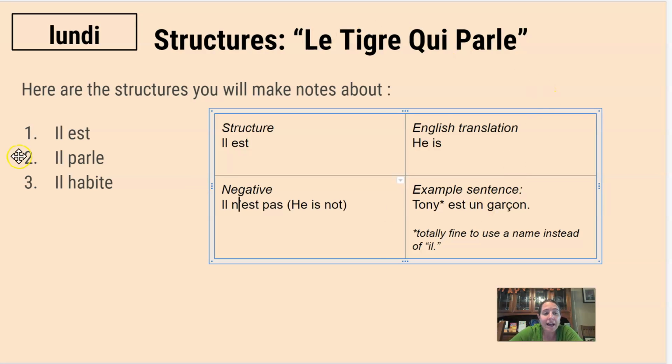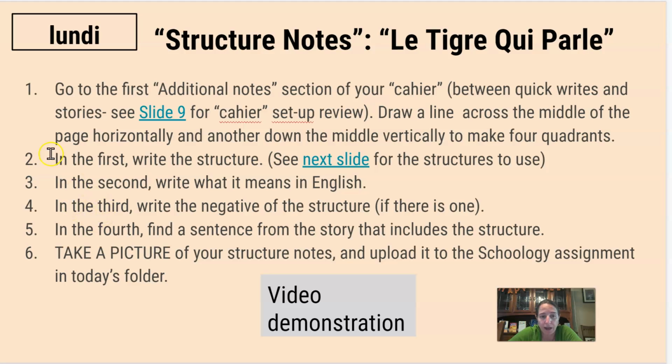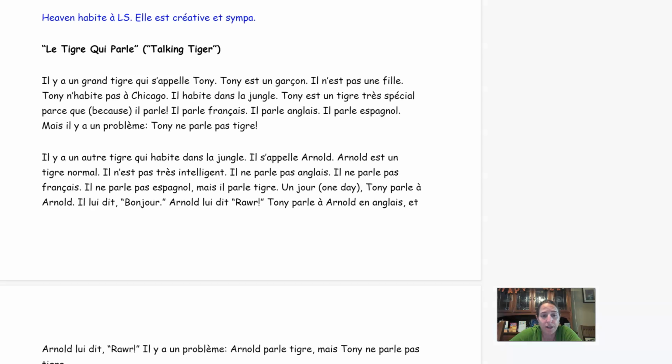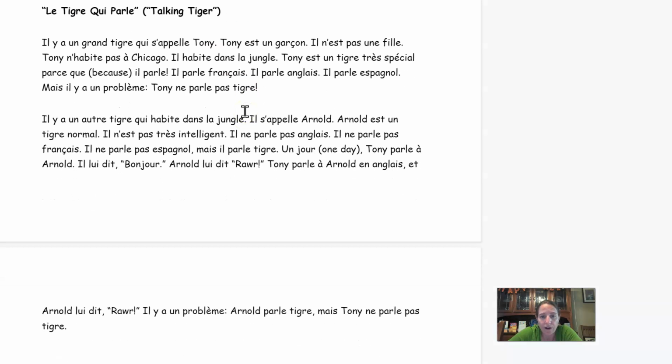And then in the last box, so we had first box structure, second box English, third box negative. In the fourth box, you're going to find a sentence from the story that includes that structure. So I went back to the story and I found Tony est un garçon. Oh, well, where's the il? Don't worry, you can use a name instead of il here. It's the same thing. It'd be like saying Bob is a boy. He is a boy. Same thing, right?